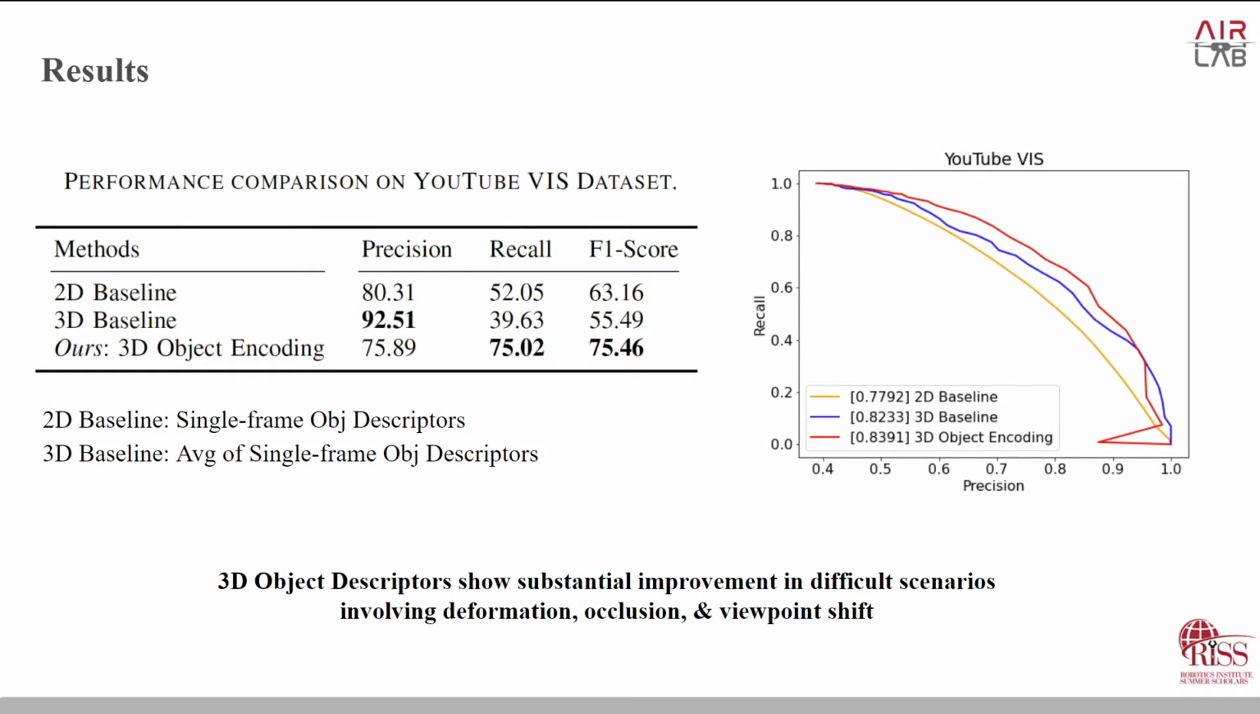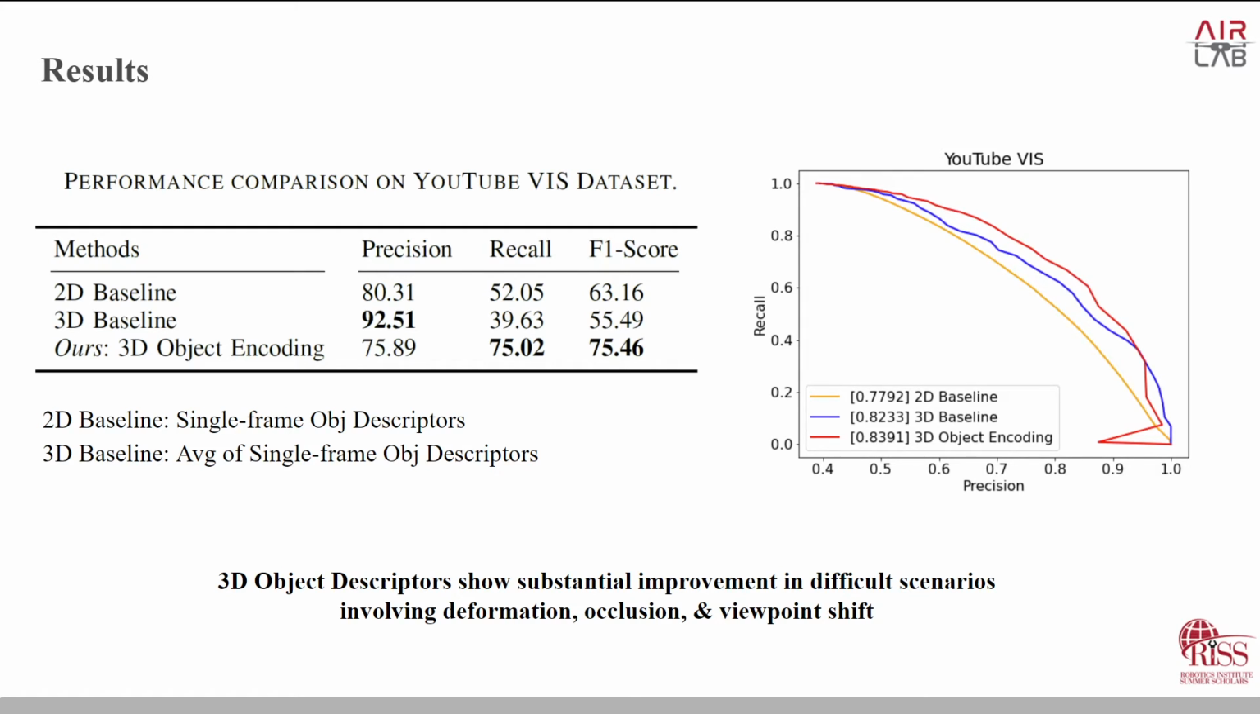To test the efficacy of our proposed method, we use a dataset called YouTube video instance segmentation, which has a large object vocabulary and various challenging scenarios, including multiple animals and people riding on vehicles. For testing, we build 3D object descriptors from the first half of a video sequence and match with the 3D descriptors of the second half. To compare the performance of our approach, we use two baselines, namely 2D and 3D, where the 2D baseline matches single frame descriptors while the 3D baseline matches object descriptors obtained by averaging the single frame descriptors.